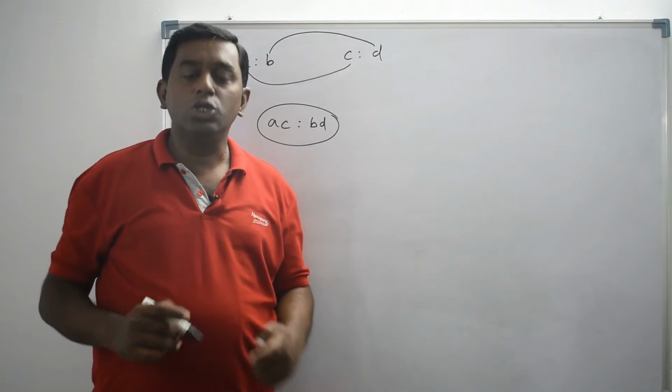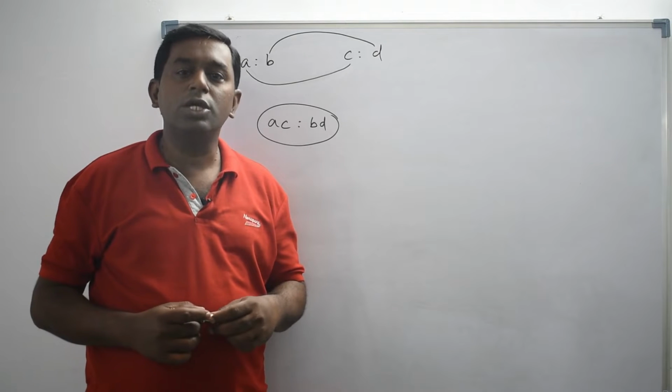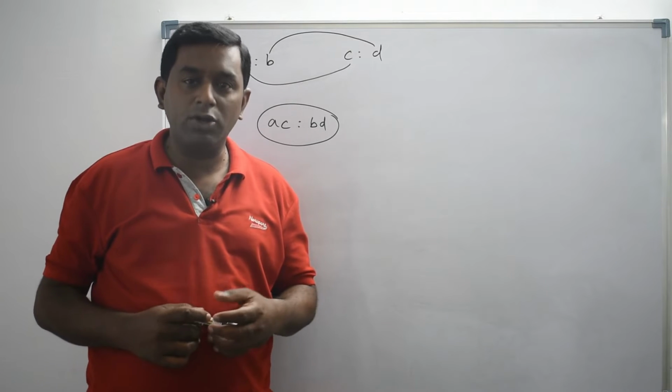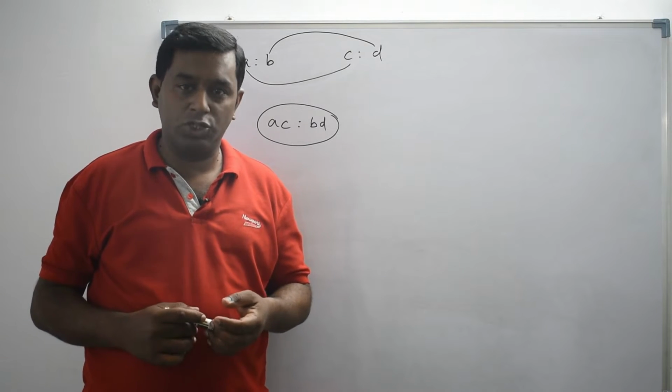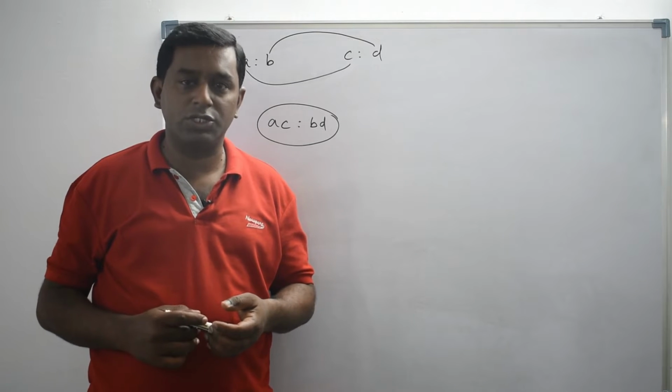So whenever you want to compound two ratios, or more ratios, what you have to do is multiply the first terms, multiply the second terms, and form a new ratio. The new ratio is called the ratio compounded of the given ratios.